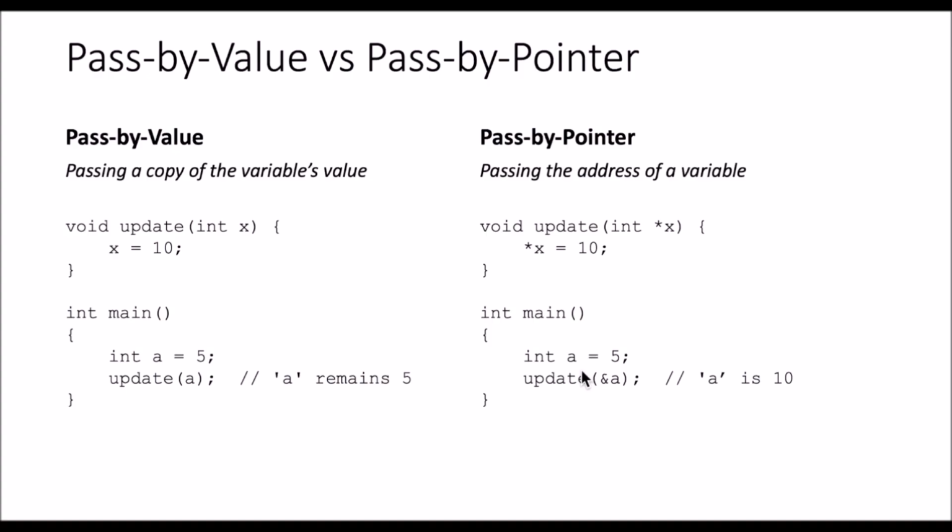Now let's take a look at the main. Here again I declare a variable named a and assign 5 to it. Then I call the update function and I use the ampersand character. This you can read as give me the address of a and then pass in the address. So because I pass in the address, whenever I make changes to the parameter up here, it will affect the original one. So when I update x to 10, variable a will also be 10 after this function call.